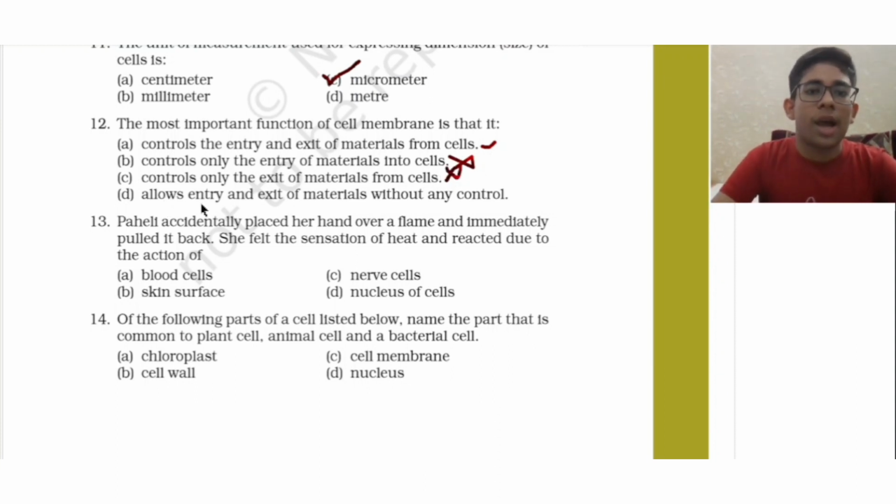Last option, allows entry and exit of materials without any control. This is partially correct and partially wrong. We know that it allows entry and exit of material, but it can control the entry and exit of the materials based on the amount of the material present. So this option is wrong. The most appropriate option is option number A. So that is the answer.